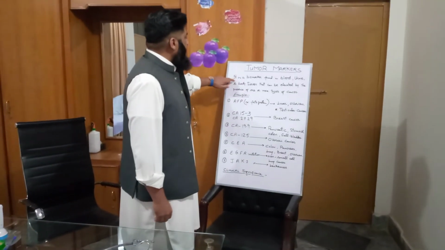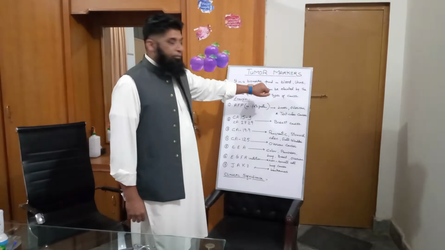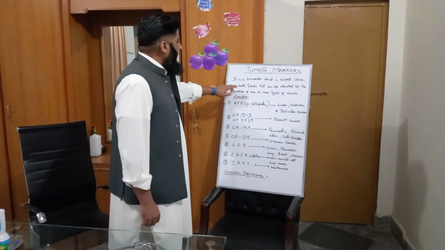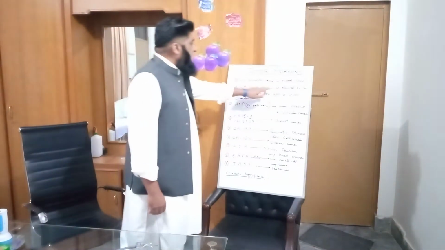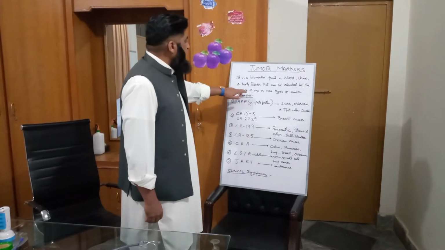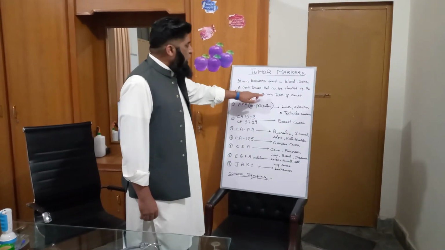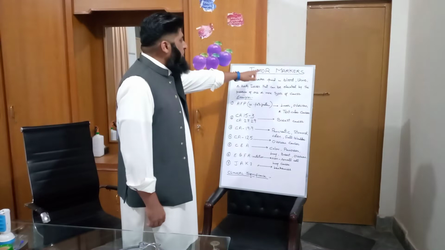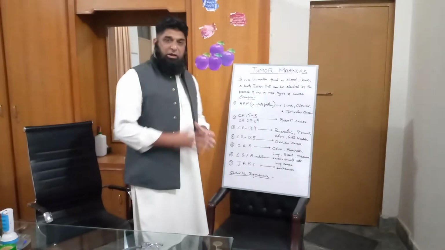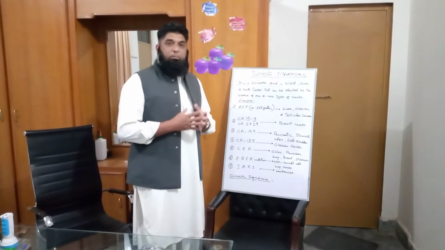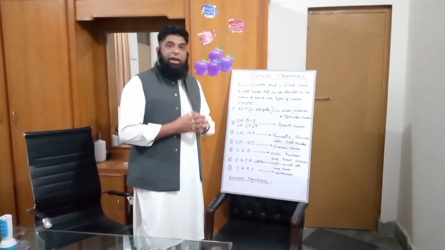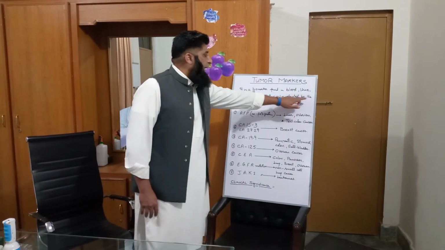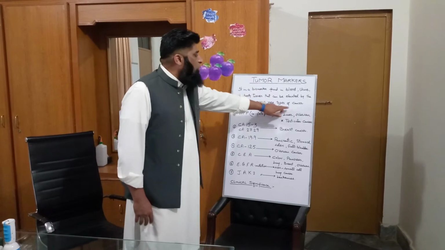Students, a tumor marker is a biomarker found in the blood, urine or any body tissues that can be elevated by the presence of one or more types of cancer. I repeat, tumor markers are biomarkers which are found in blood, urine and any body tissue, which is because of the elevated presence of one or more types of cancer.